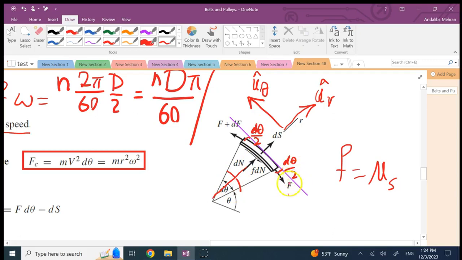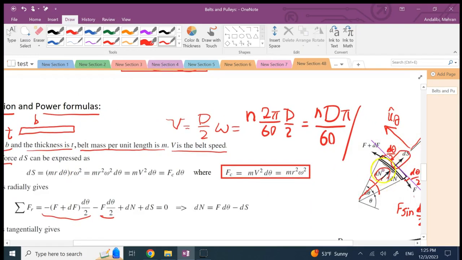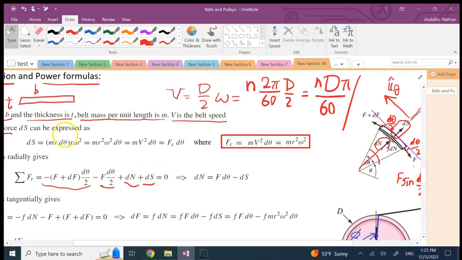So when I project F in the radial direction, this vertical component is going to be F times sine of d theta over 2. And since d theta is a small thing, sine of it is equal to the angle itself. So this is going to be approximated by F d theta over 2. Okay? And that's what you can see over here. And it's downward, so it's in the negative r direction. That F plus dF is also downward, times sine of d theta over 2, which is approximated by d theta over 2. And dN and dS, these two forces, this one and this one, are in the positive r direction, so we add them and set it equal to 0.